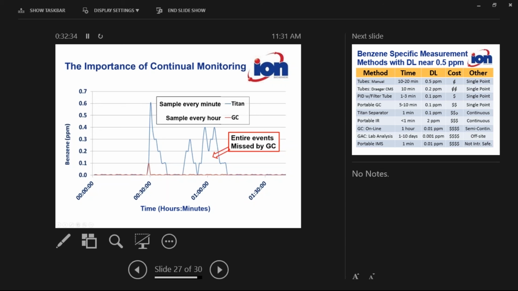And then there's no more sampling in this time. Meanwhile, the Titan was monitoring, and the GC just misses these entire events simply because it can't sample all the time. So that's why continuous monitoring does have some advantages.